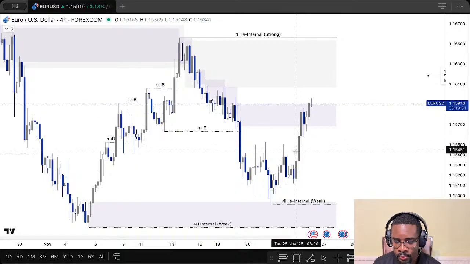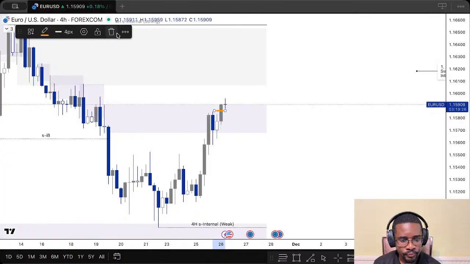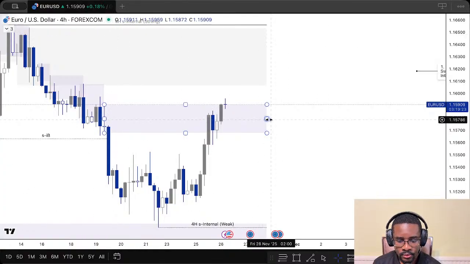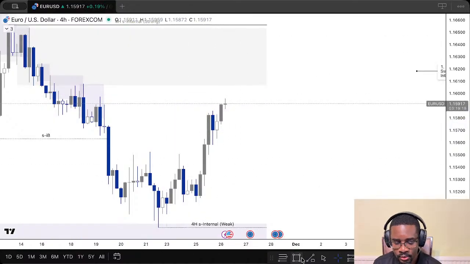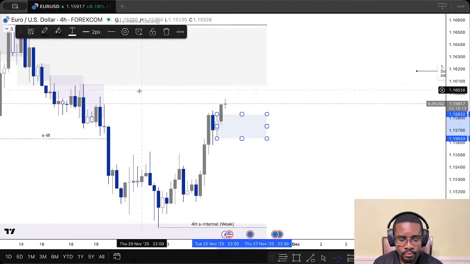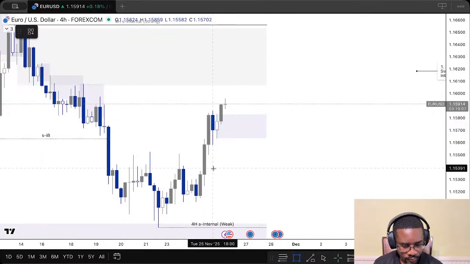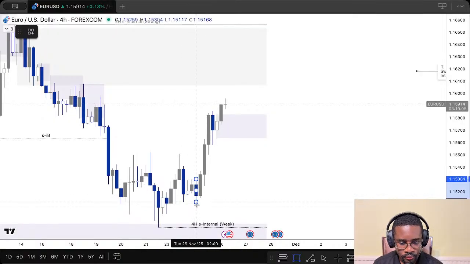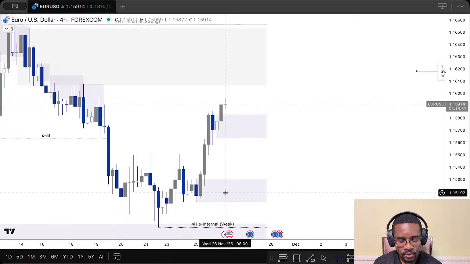Looking at the 4-hour, we have a break of structure. So this zone has been eliminated, no longer relevant. We have that POI, and then we have this POI. This is not the strongest because it was mitigated over here.